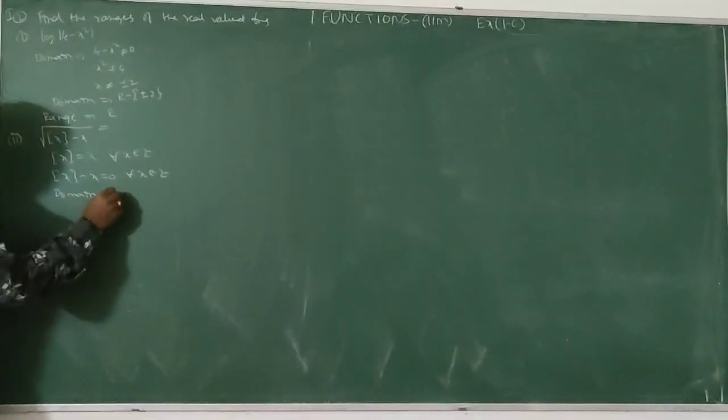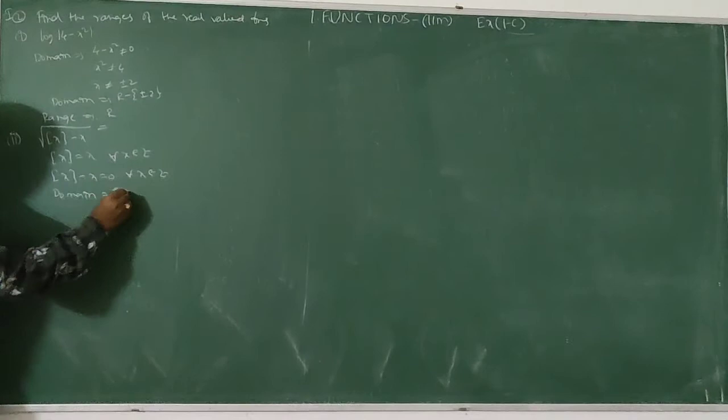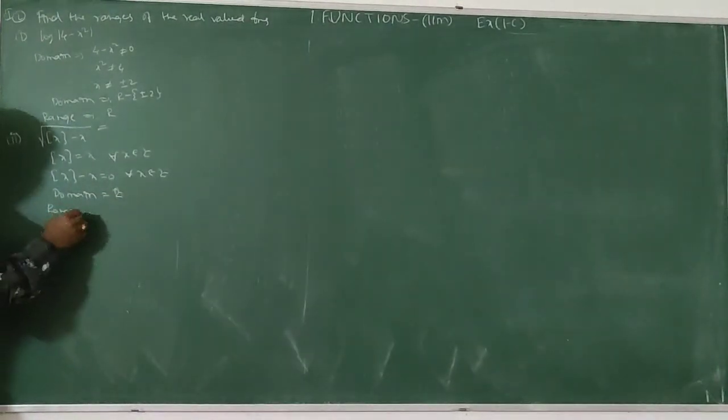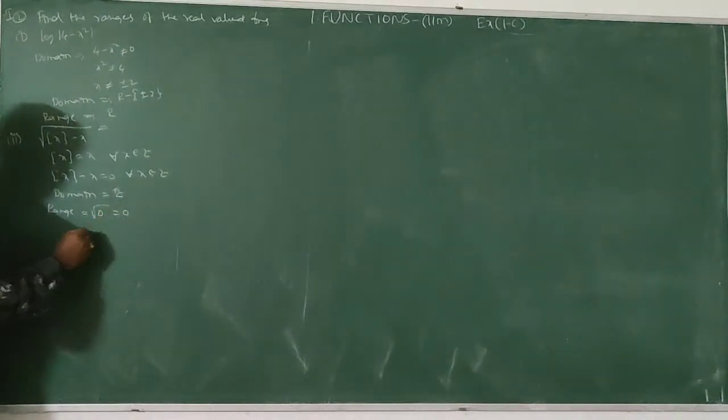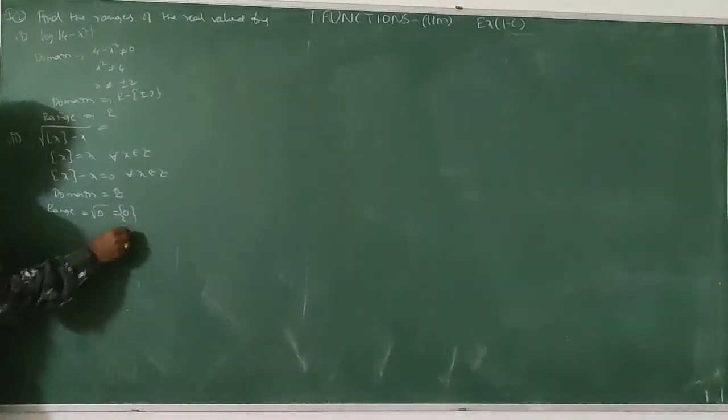So domain equal to Z. Range: if bracket x equal to x, square root of 0 equal to 0. So range equal to the set of 0. So this is the only answer.